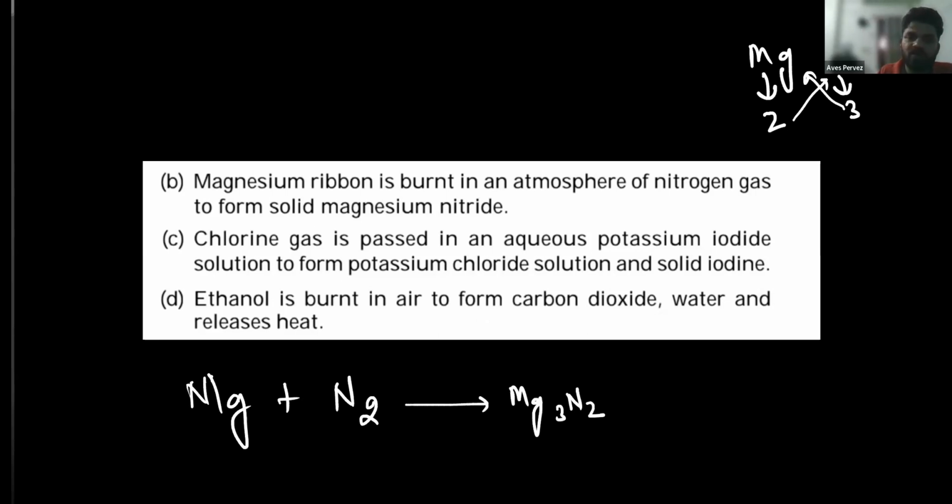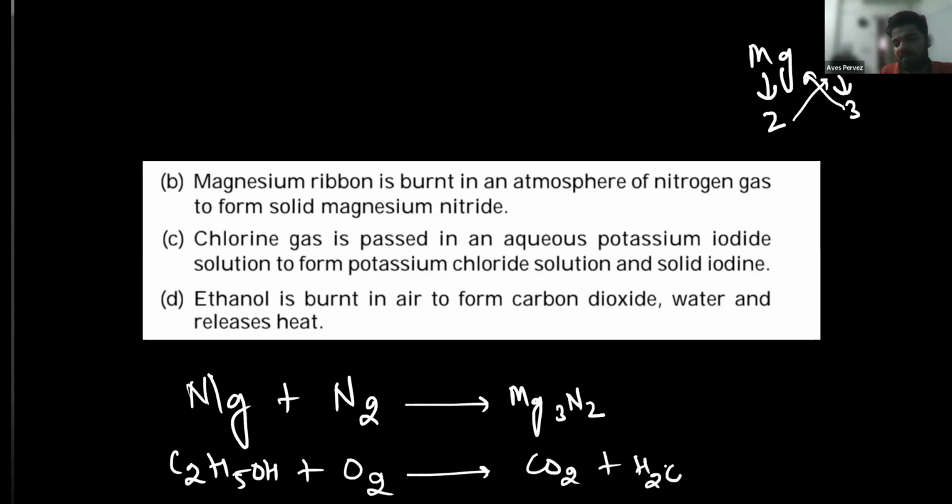Ethanol burns in air to form carbon dioxide. So ethanol is C2H5OH. Burning in air means reacting with oxygen to give carbon dioxide and water. You can balance this one at home. Okay, note the equations and then you can leave. That's all for today.